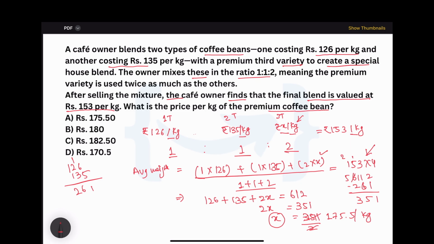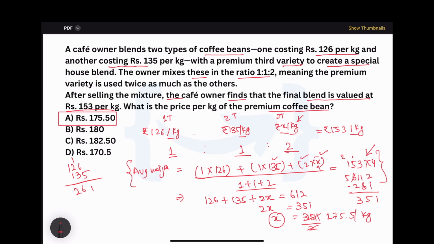Very easy question, I hope so. If someone knows how to equate this and understood that we can apply the weighted average formula, then it is simple. One packet of the 126 rupees type I added, one packet of the 135 type I added, and 2 packets of X cost I added. Now I need to find what this X cost is. Very simple, straightforward question, and it gave me the result as 175.50.